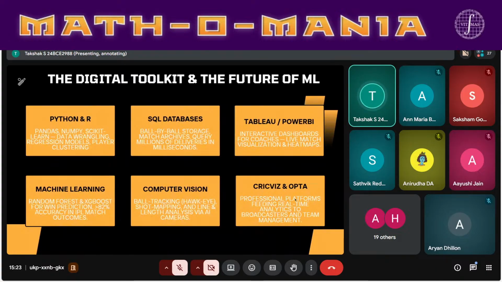And CricViz and Opta. CricViz and Opta are the professional platforms that package all of these analytical capabilities into subscription services available to teams, broadcasters, and media organizations. CricViz, in particular, has become the dominant provider of real-time cricket analytics globally.